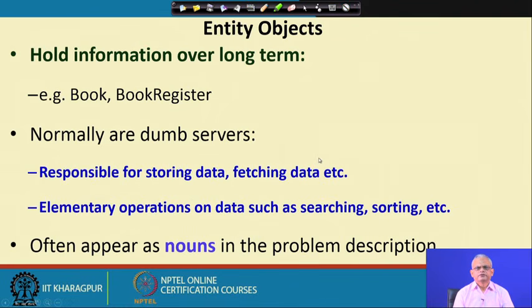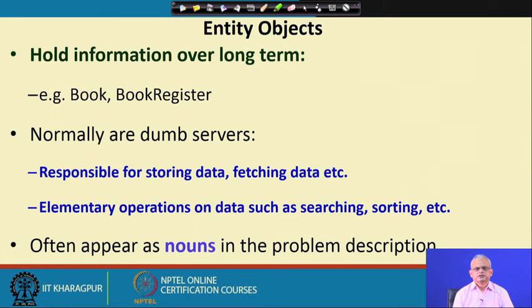The second type of classes that we look for are the entity objects. The entity objects store information. For example, in a library we have a large number of books, and for each book as we create, we store the name of the book, the author, the ISBN number, the cost, etc. So, this information is stored for a long time.